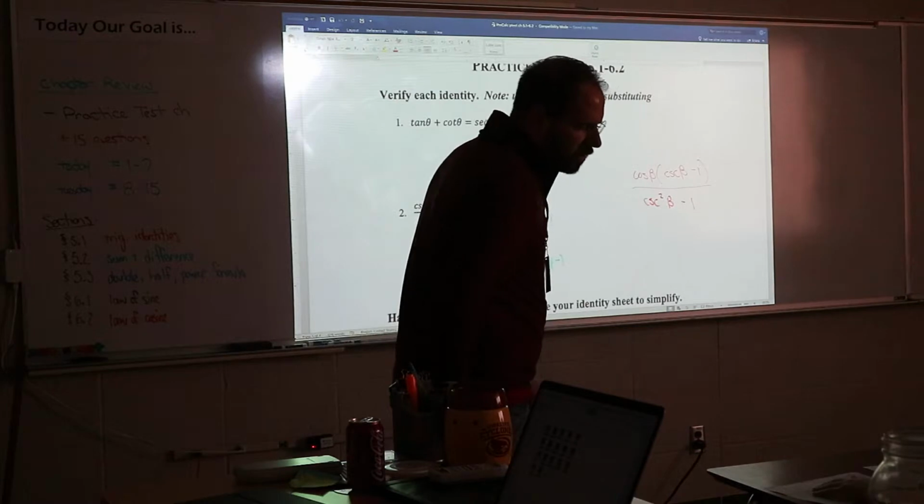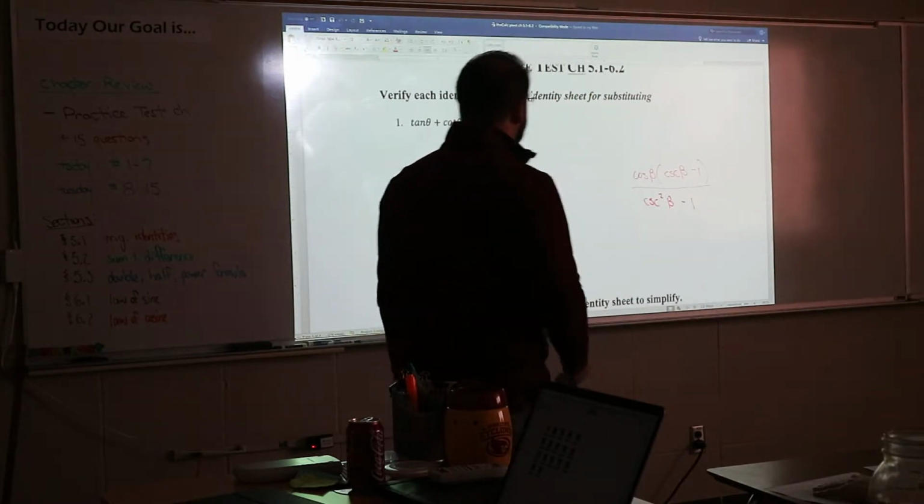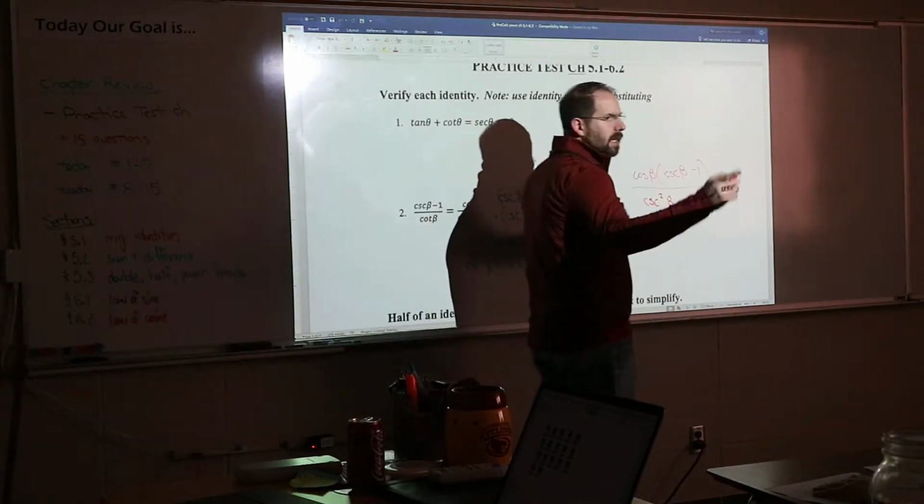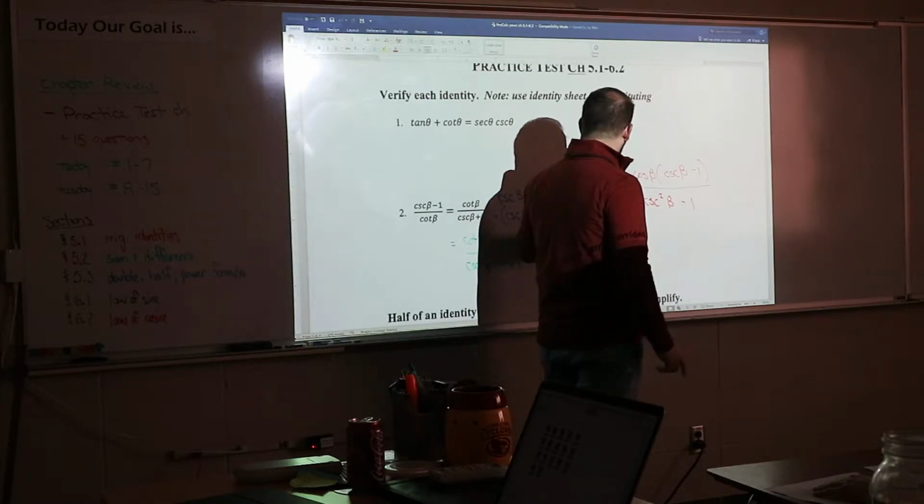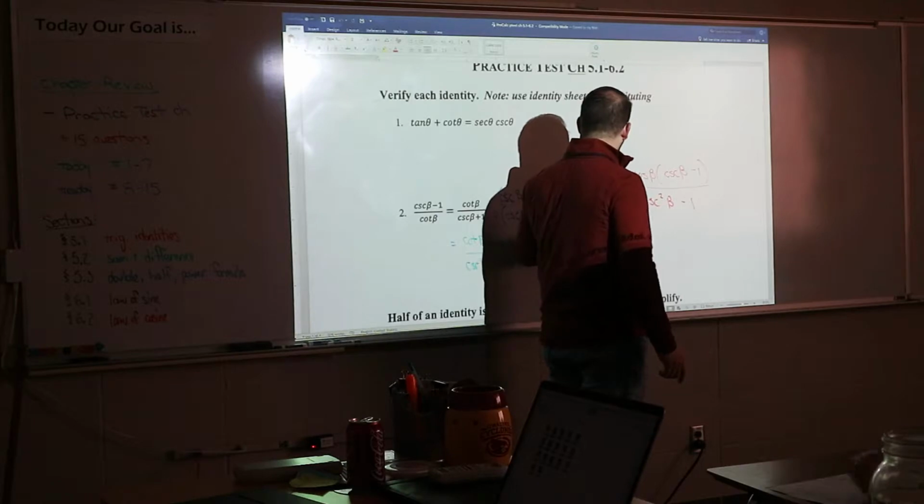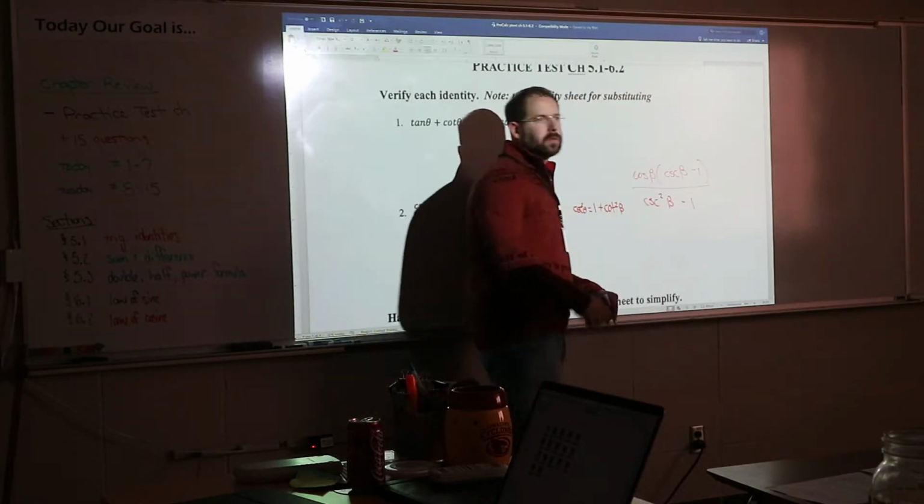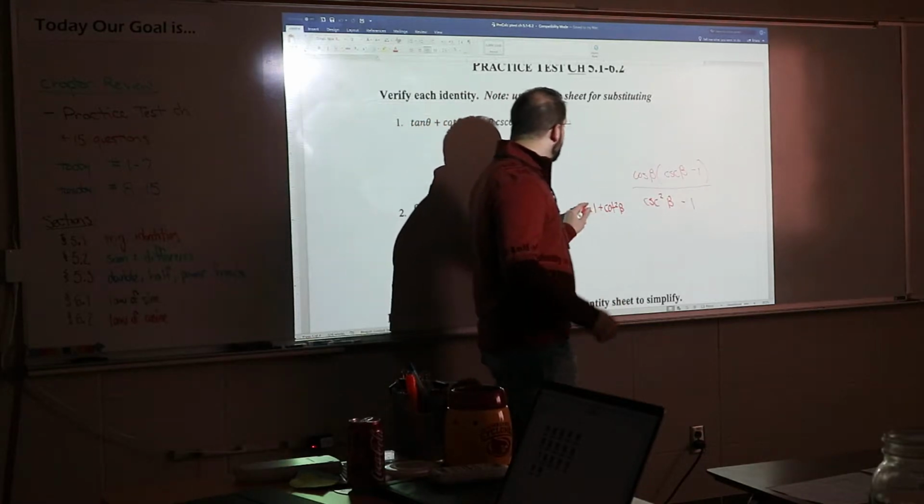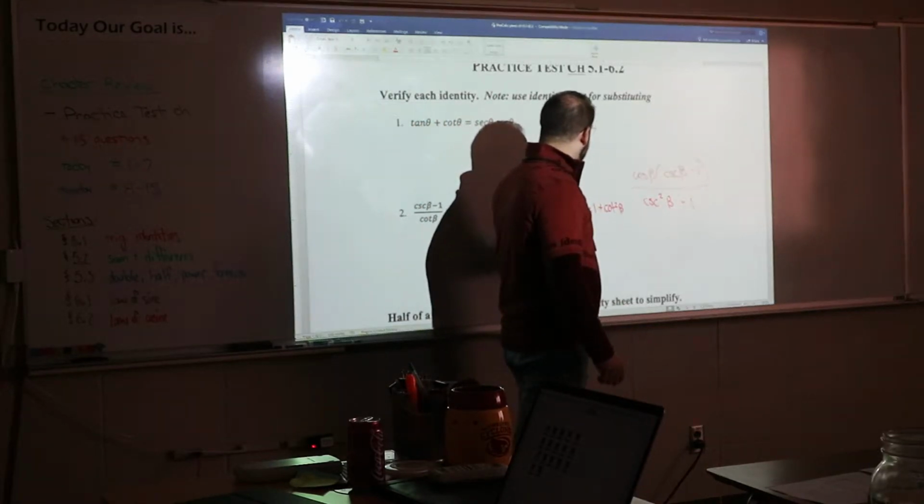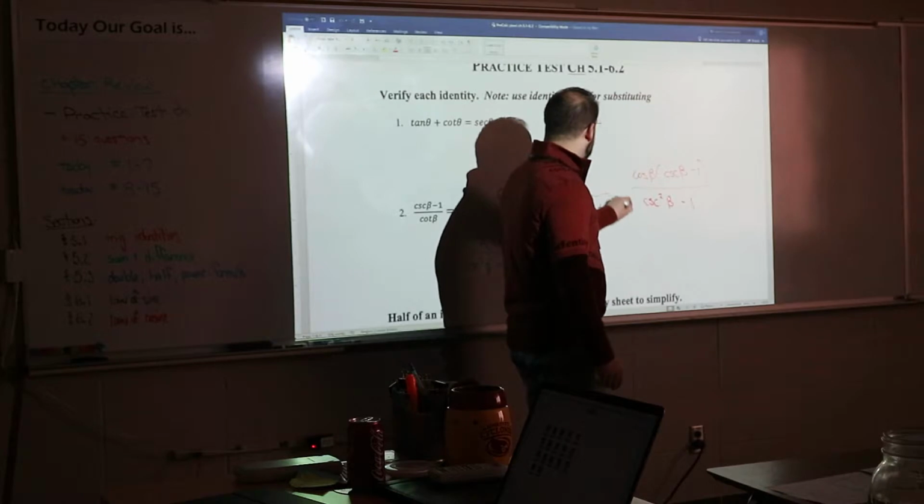It says 1 plus cotangent squared beta equals cosecant squared. So this is the property that I'm referring to on your property sheet. Cosecant squared is equal to 1 plus cotangent squared. Why are you allowed to use this? Because this is the Pythagorean identity, and it's on your property sheet.